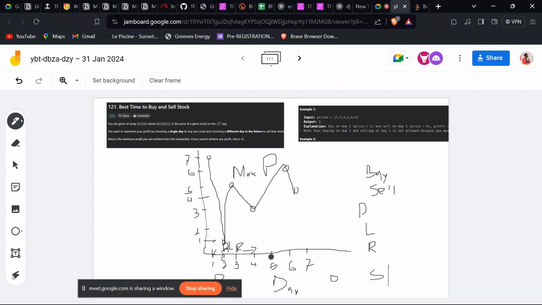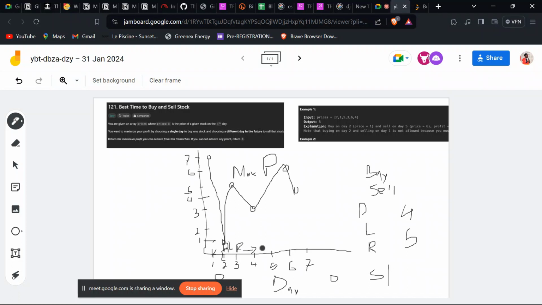And then we go to day 5. On day 5, you can see we buy at 1 and then sell at 6. So 6 minus 1 gives us 5. So we'll update our maximum profit. The last maximum profit we had was 4, so we are going to update our maximum profit to 5.